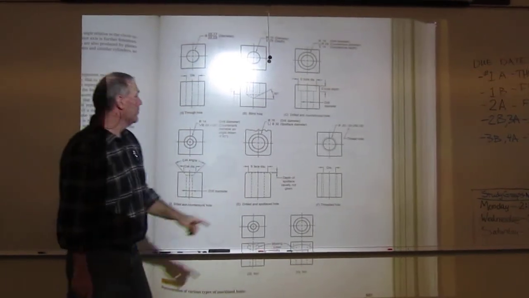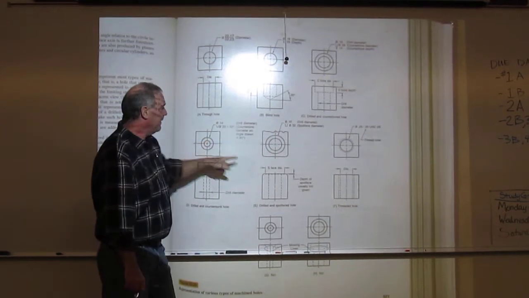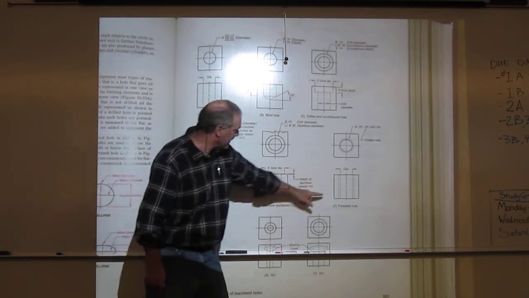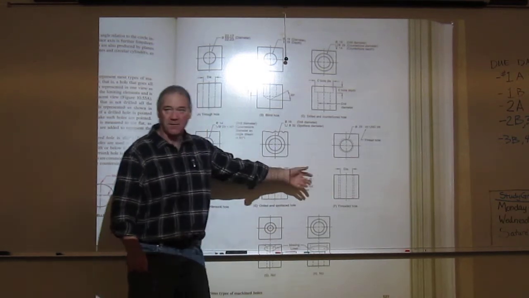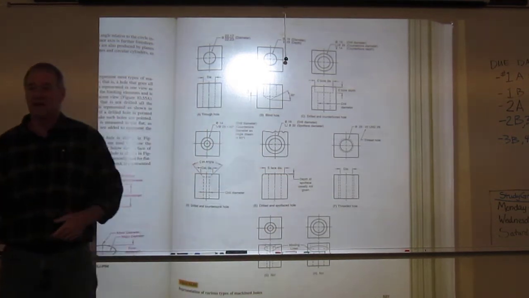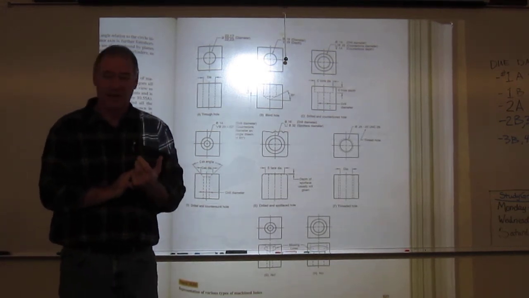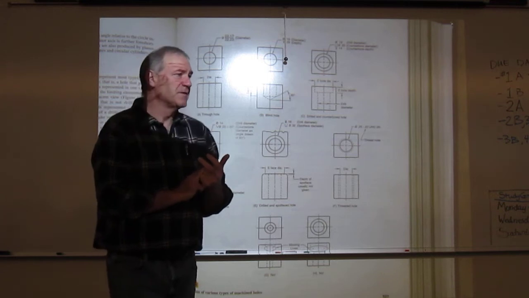Then we come into counterbore, countersink, spot face, and then down lower, I don't think I got it shown. Oh, here it is right here. Your threaded hole, which they don't have the dimension on, we can go to chapter 19 for that, where we're dealing with those thread notes, be it English or metric. What do we do with these specialty holes?